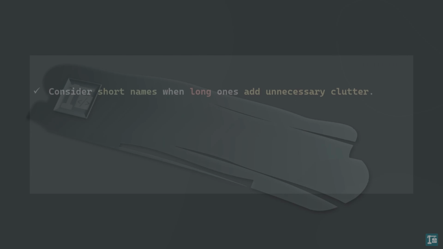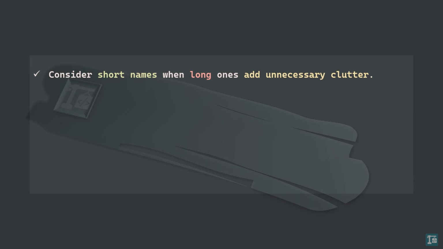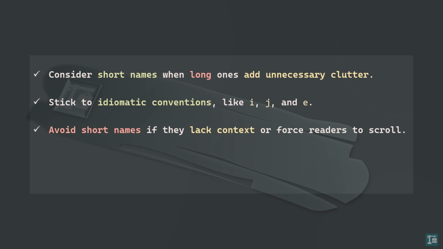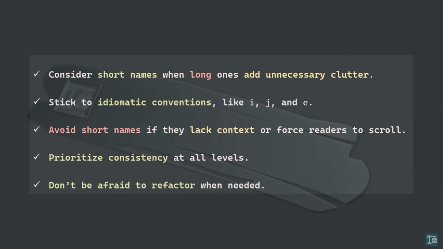To summarize, consider short names when long ones add unnecessary clutter. Stick to idiomatic conventions like I, J, and E. Avoid short names if they lack context or force readers to scroll. Prioritize consistency at all levels: language, community, and project. Don't be afraid to refactor when needed. At the end of the day, the goal is to write code that's clean, readable, and maintainable.